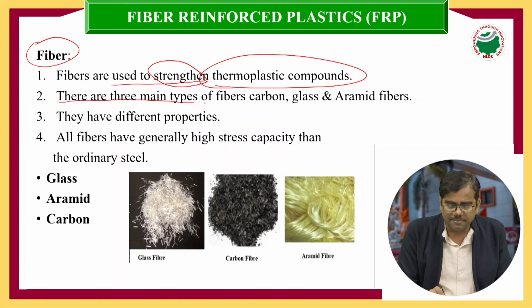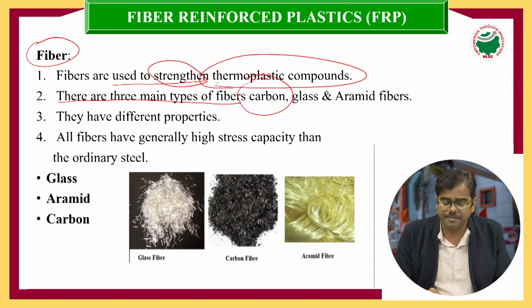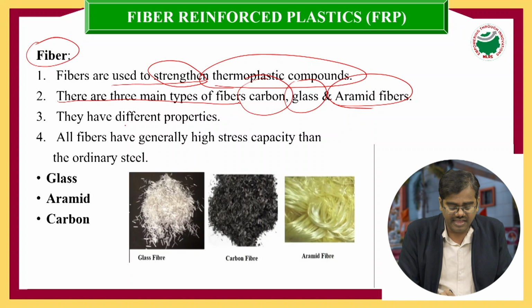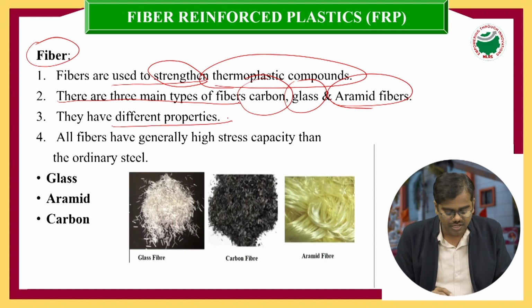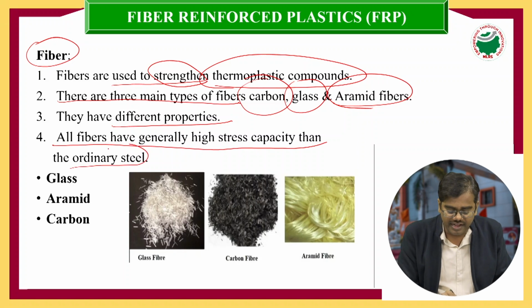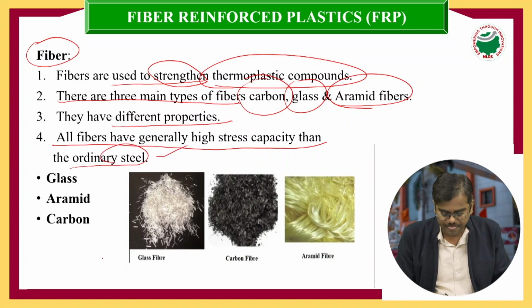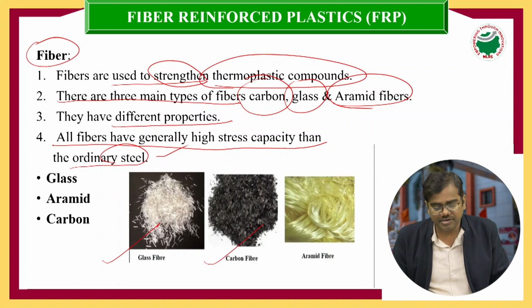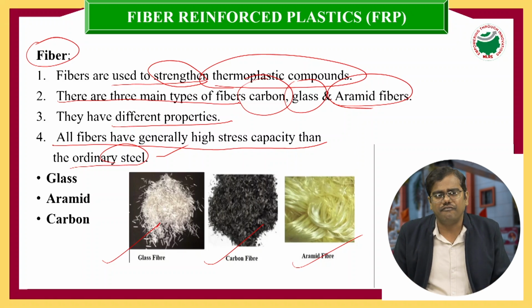There are three main types of fibers: carbon fibers, glass fibers, and aramide fibers. And they have some different properties. All fibers generally have higher stress capacity than ordinary steels. We see here glass fibers and carbon fibers and here aramide fibers. These are the different fiber materials you can mix, or reinforce, with the plastic materials or plastic matrix so that you will get fiber reinforced plastics.